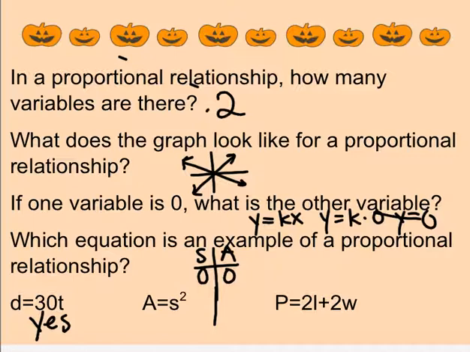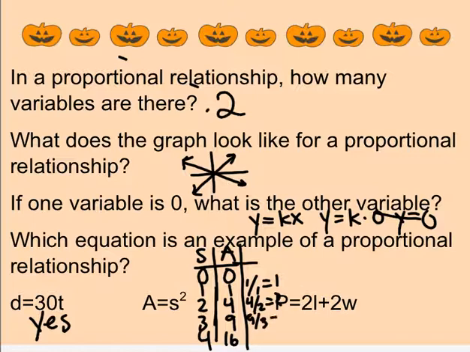Let's see if it's a straight line. If I say side length is 1, then area is 1. We're on a good roll. Side length is 2, area is 4. Side length is 3, area is 9. 4, 16. The question is, is this a consistent ratio? 1 divided by 1 is 1. 4 divided by 2 is 2. 9 divided by 3 is 3.